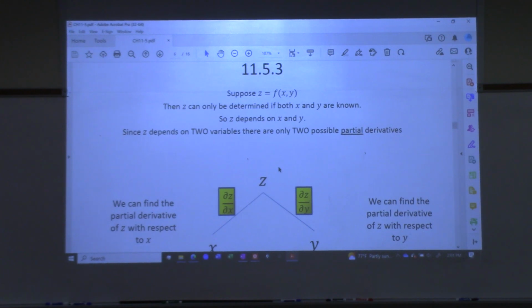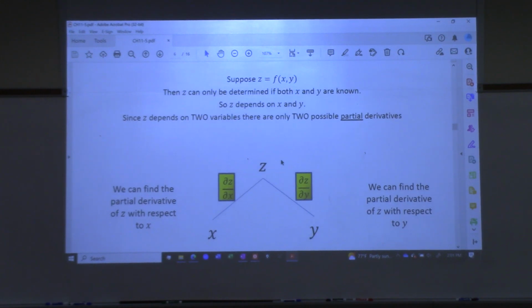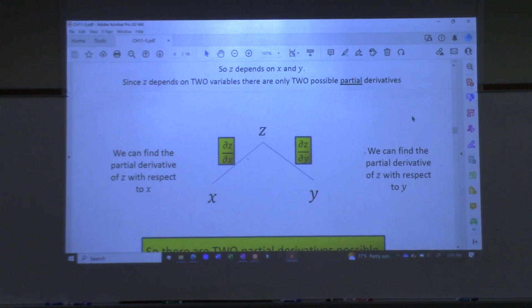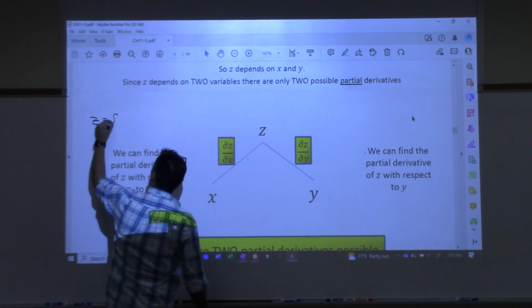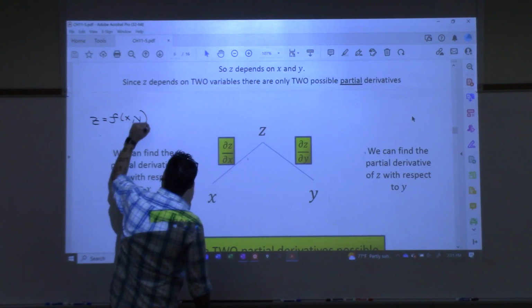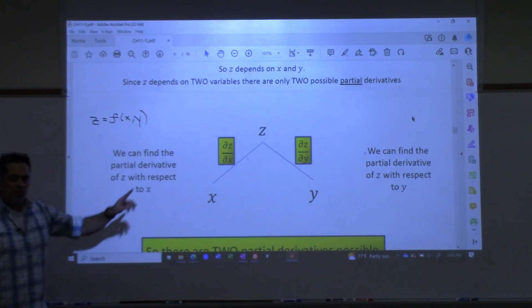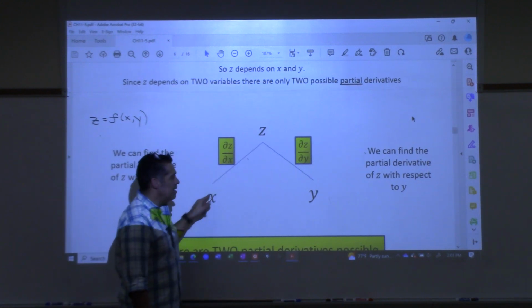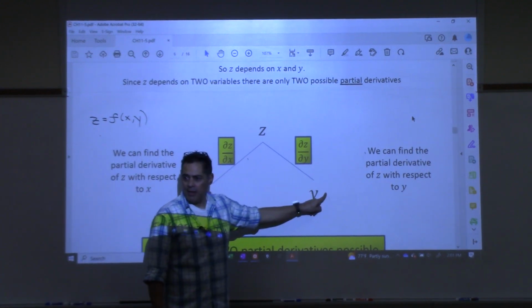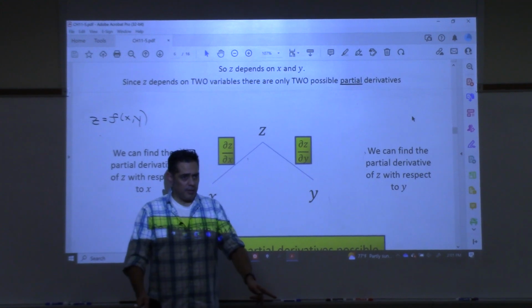What if we have a surface where z is some function of x and y? Then we could write this diagram. The z depends on x and it depends on y, right? So it depends on two things.